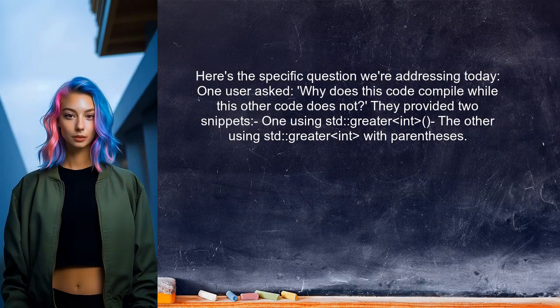Here's the specific question we're addressing today. One user asked, why does this code compile while this other code does not? They provided two snippets, one using std::greater<int> and the other using std::greater<int> with parentheses. Let's break this down together.